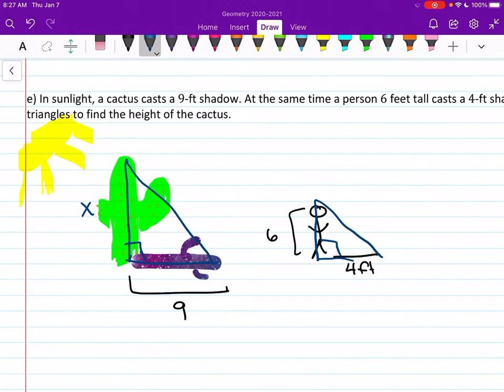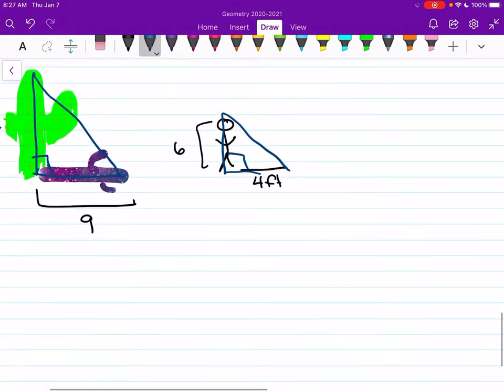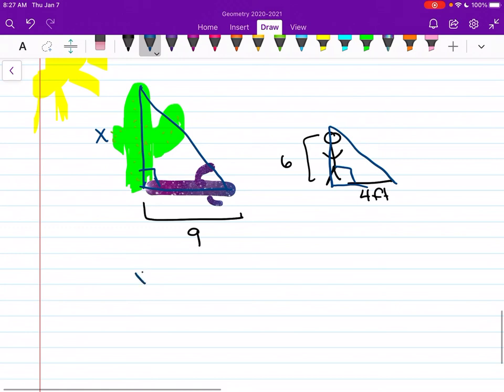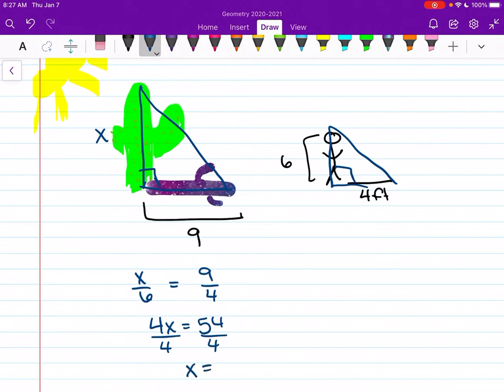So then my corresponding sides would be x to 6 equals 9 to 4. Go ahead and cross multiply. 4x equals 54. Divide both sides by 4. And since this one has units, go ahead and use a decimal, right? So our units here are feet. So when I divide 54 by 4, I'm going to get 13.5. So 13.5 feet is how tall the cactus is.